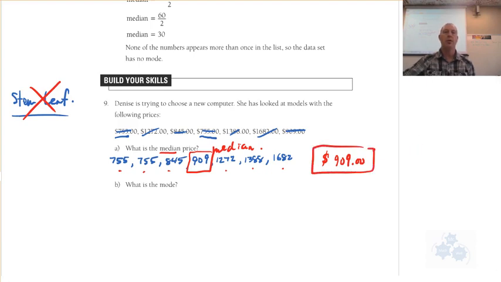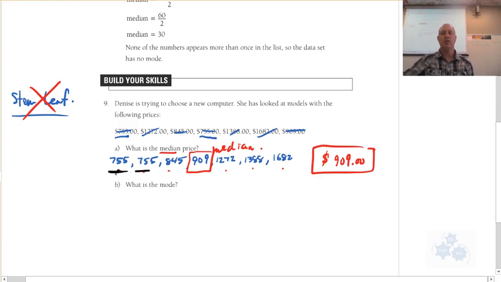What is the mode now? The number that appears most often, and again, if you list them, you can easily see this. The mode is $755. Yes. Okay, good. Pretty easy, right? Pretty easy?